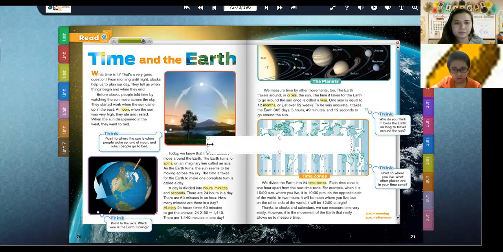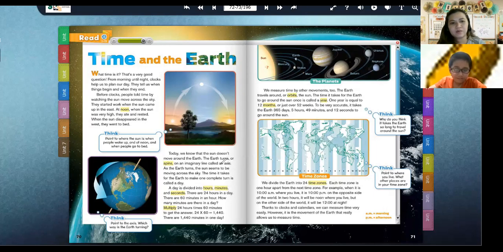And the earth turns or spins on an imaginary line called an axis. And as the earth turns, the sun seems to be moving across the sky. So that's why there's night and day. It's because the earth moves. Okay? Is it clear? Yes, it's clear. Okay, there you go.